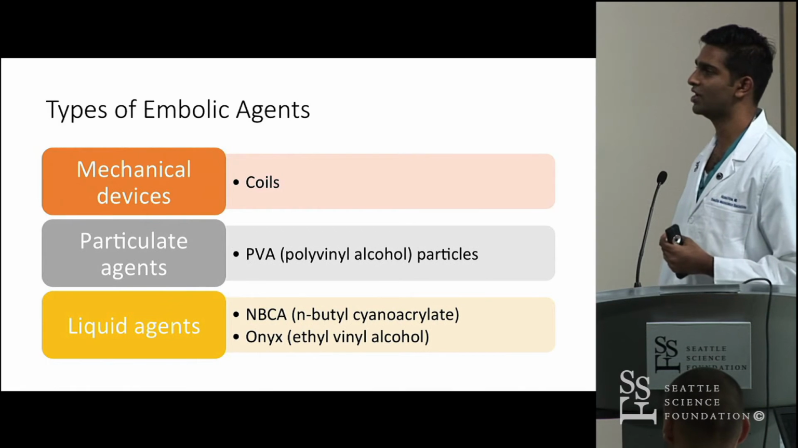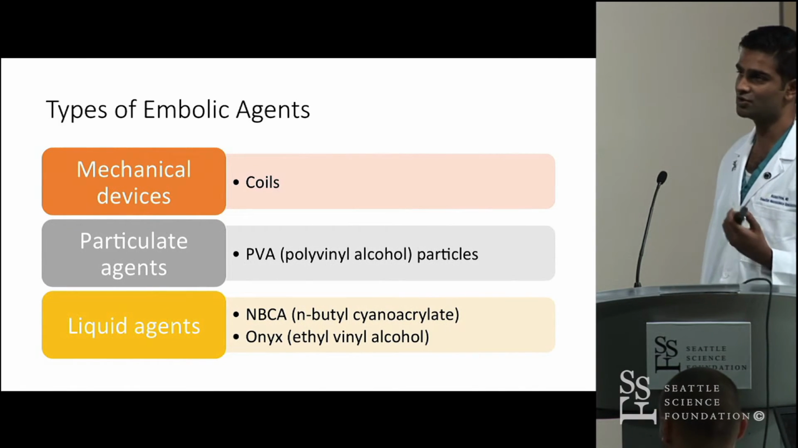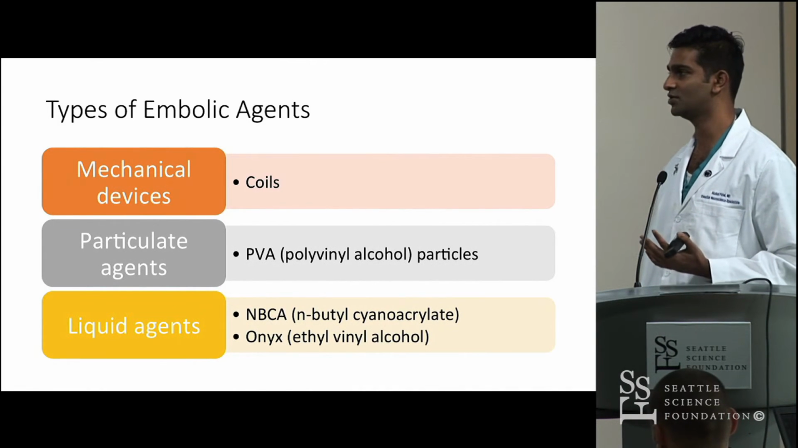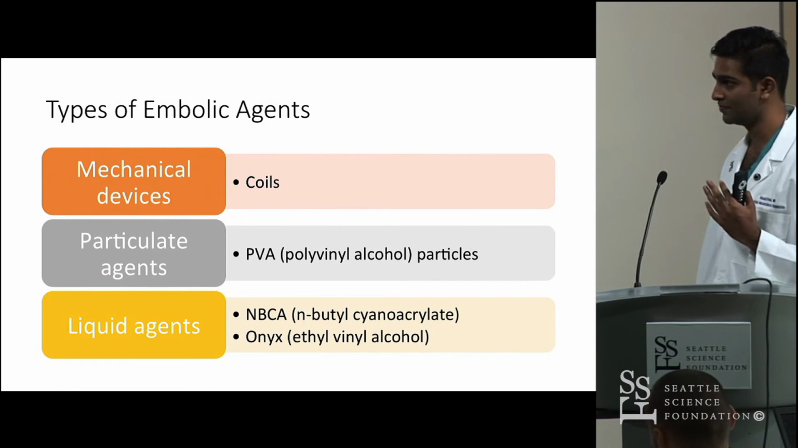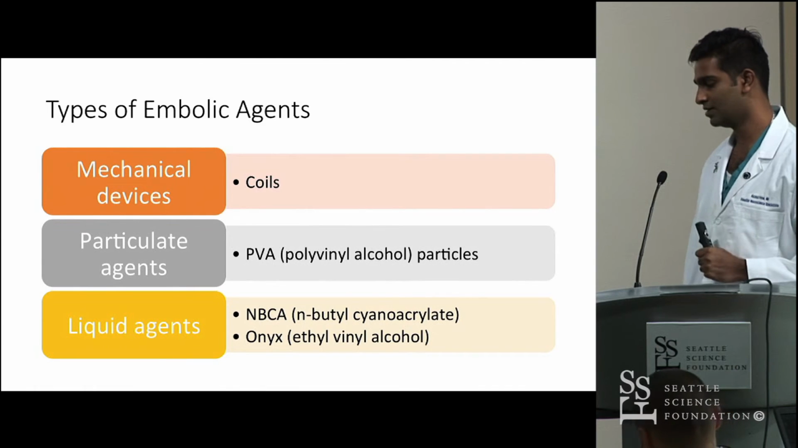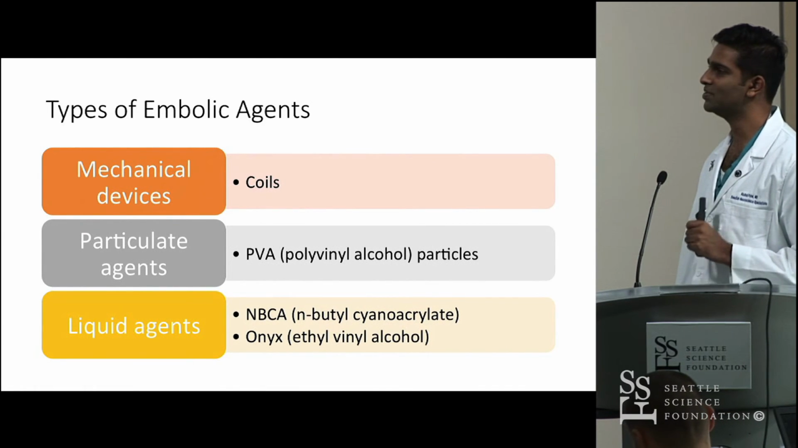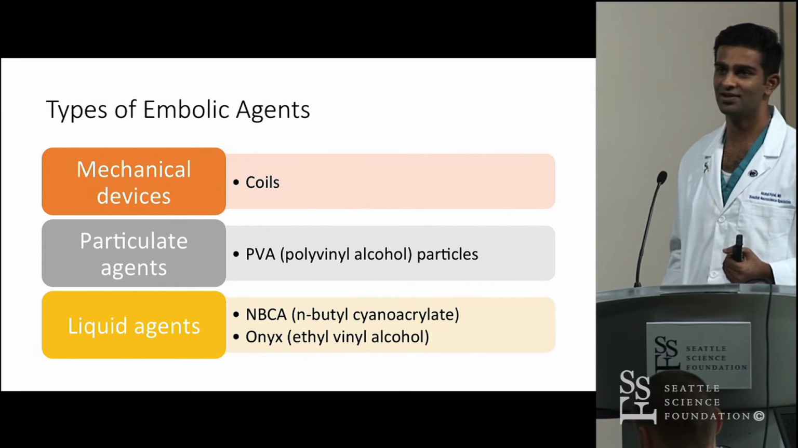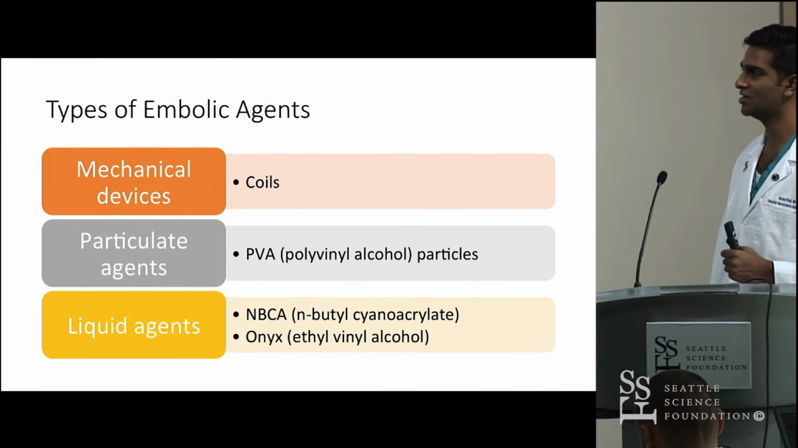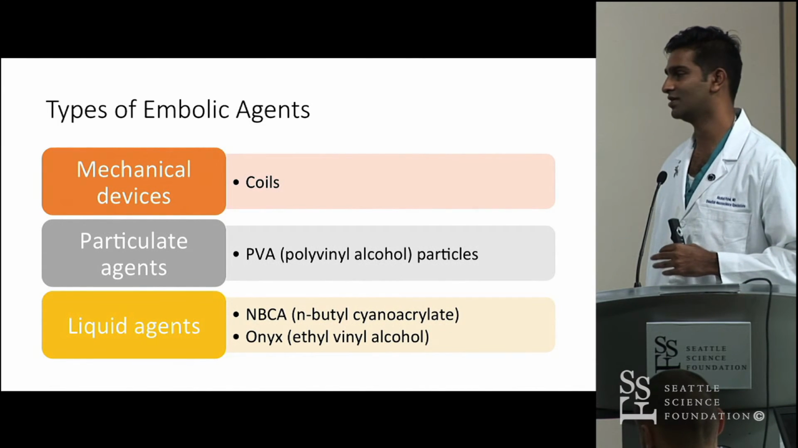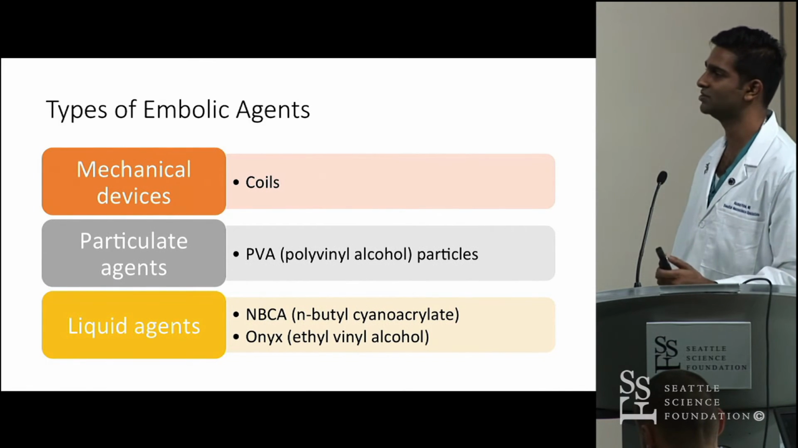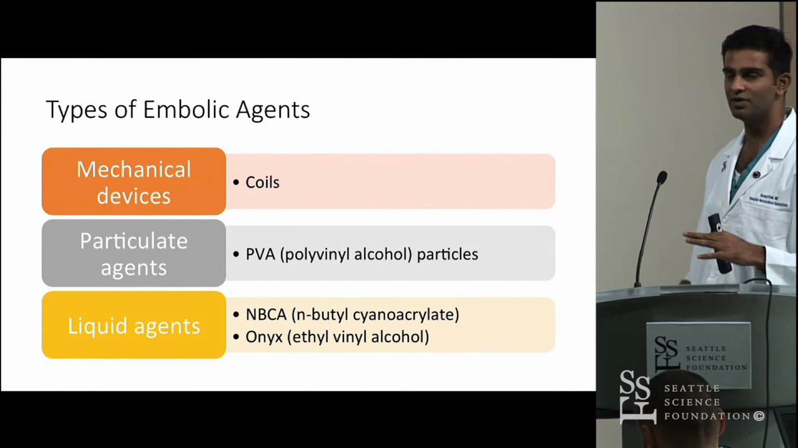And then two of the newer agents include NBCA and Onyx. Onyx you may have heard about. Dr. Monteith has spoken about it up here before, in the treatment of AVMs, arteriovenous malformations, or dural AV fistulas of the brain and spine. But you can also use it as an embolic agent for tumors of the vertebral bodies. NBCA is basically just crazy glue. I think they just remarketed crazy glue or gorilla glue as something for the brain. They just changed one chemical compound in it, but it's no different from crazy glue. It's very useful, but it is like crazy glue.